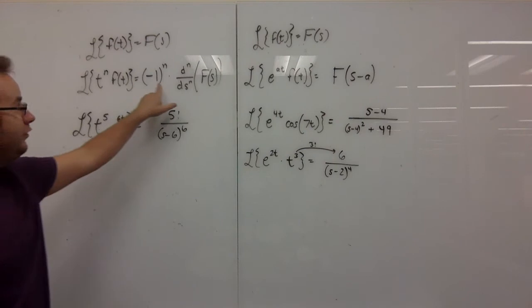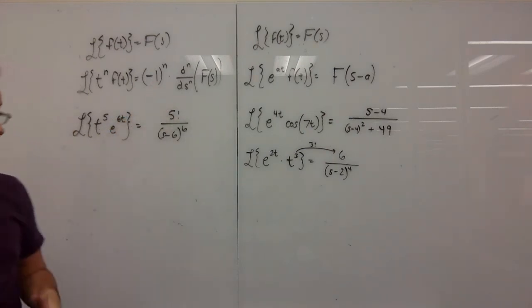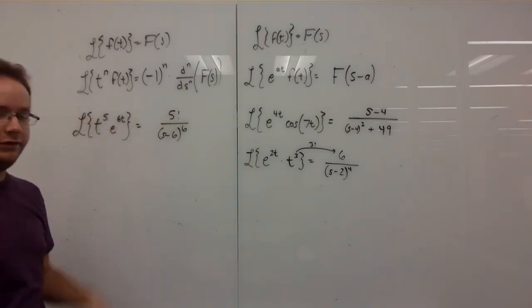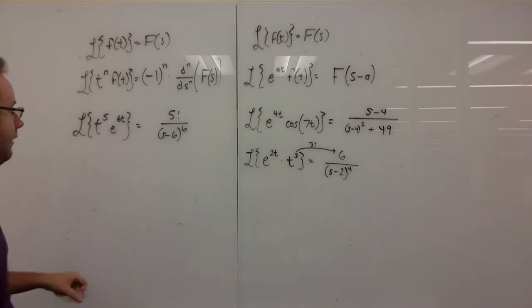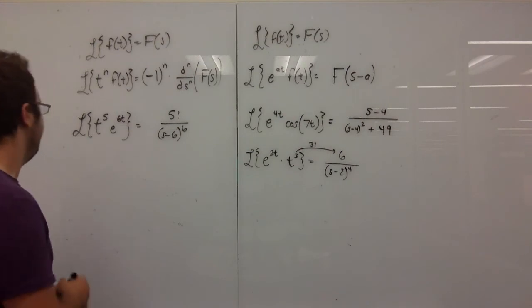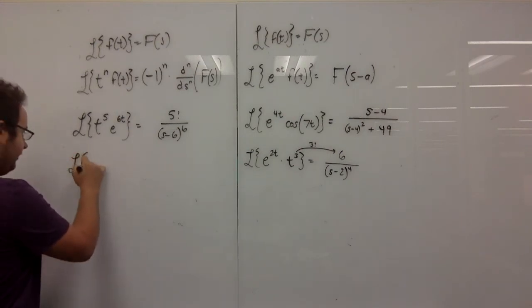And notice I don't need to use this rule up here, this upper left rule, which is good because I wasn't all about taking 5 derivatives of e to the 6t. Cool? Keep that in mind. That's a way that they'll try and trick you. But now we're going to encounter one where we actually have to use this rule.